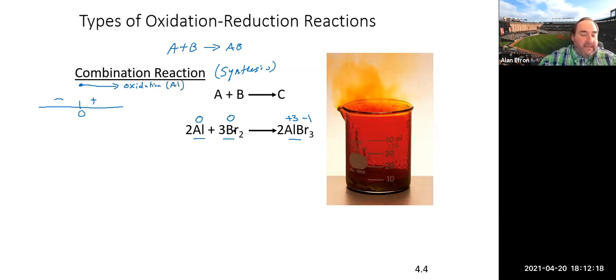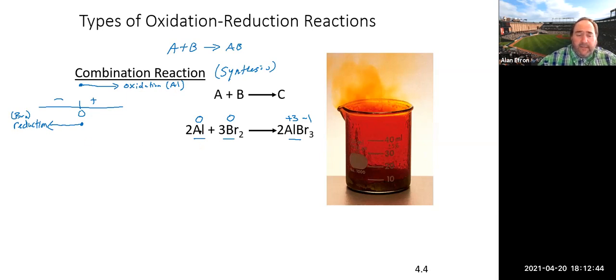We could do the exact same thing for the bromine. Bromine is starting at 0. It is ending at -1, which means the bromine is traveling in this direction, becoming more negative. And when you become more negative, that means you are going through reduction in this case. And again, that's a very simple way to figure out oxidation and reduction.